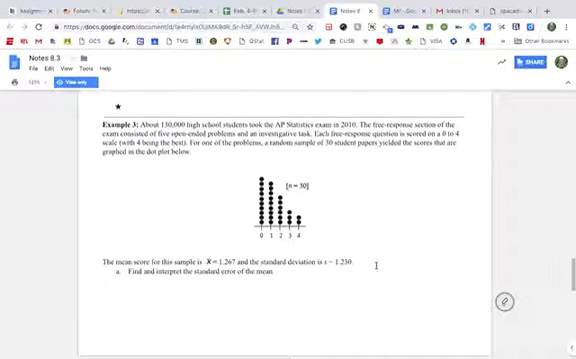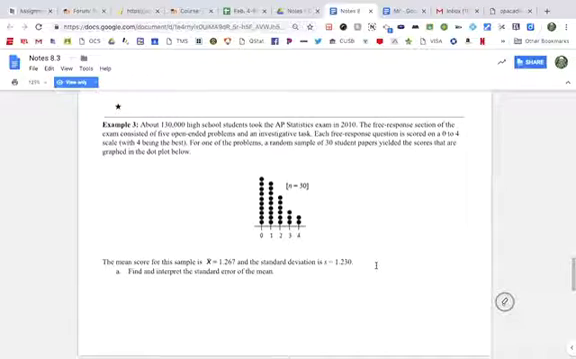130,000 high school students took the AP Stats test in 2010. The free-response section of the exam consists of 5 open-ended questions and an investigative task. Each free response is scored on a 0 to 4 scale, 4 being the best. For one of the problems, a random sample of 30 students' papers yielded the scores that are graphed below. The mean for this score is 1.267, and the standard deviation is 1.230. Part A, find and interpret the standard error of the mean.